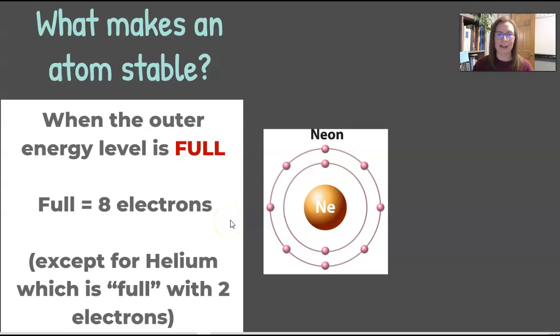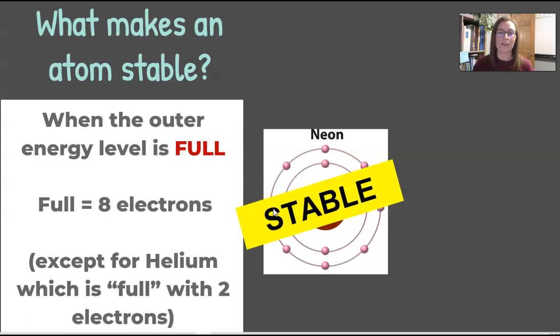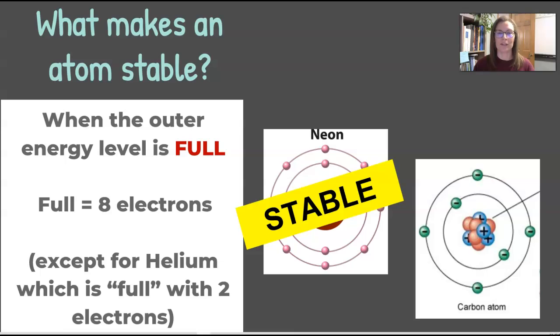So let's take a look at neon. Neon has 1, 2, 3, 4, 5, 6, 7, 8 electrons in its outer energy level. So neon's already stable, and it's not really going to react with any other atoms on the periodic table. In fact, neon belongs to the group called the noble gases, and the noble gases are generally thought to be inert gases. That means they don't really react with anything because they have 8 electrons in that valence shell.